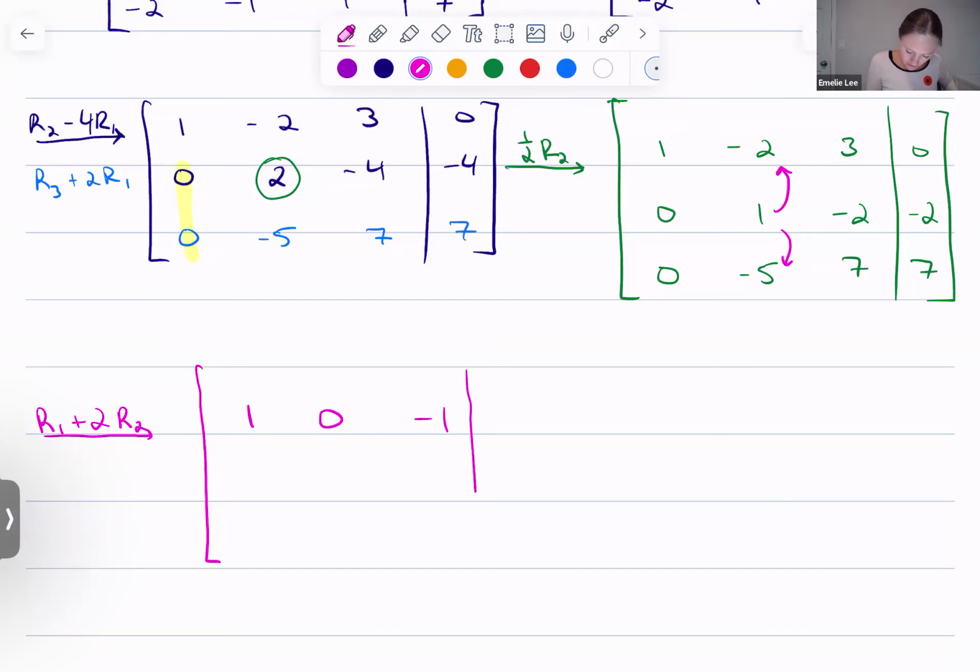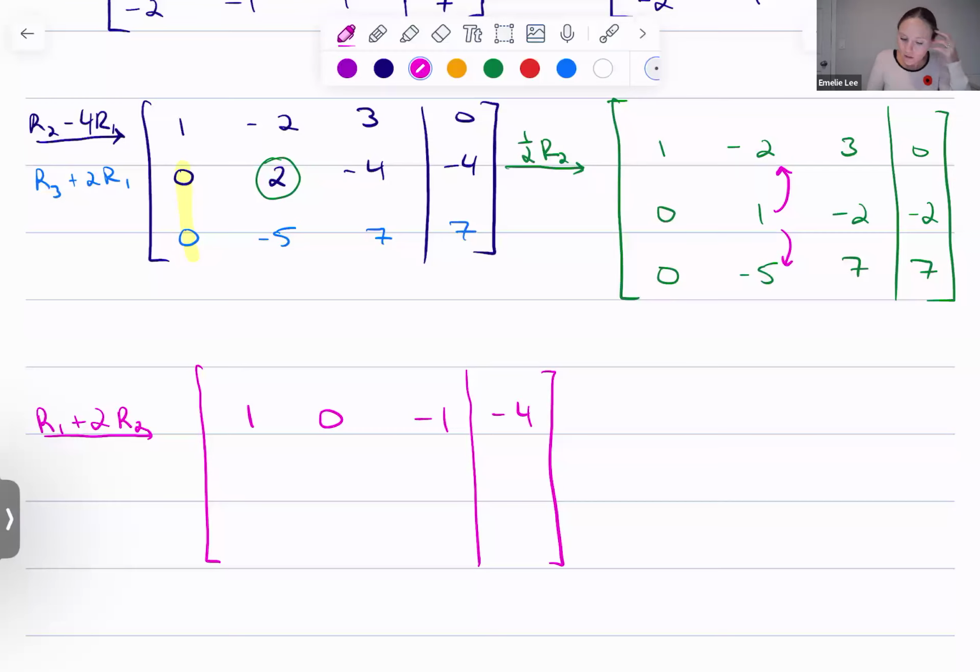I better have my cheat sheet out because what a mess that would be. Looks like I'm good. I was able to do 3 minus 4. Feels good. And then 0 plus 2 times -2. So 0 plus -4 puts me at -4.